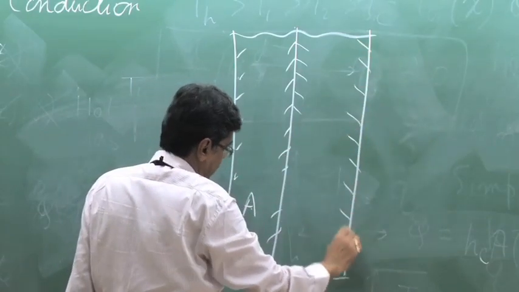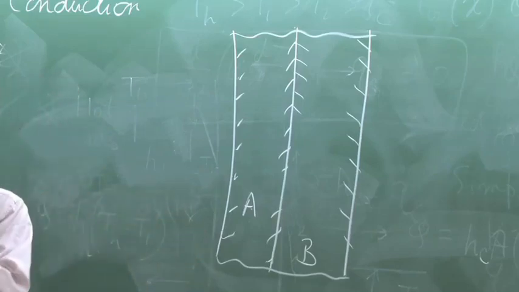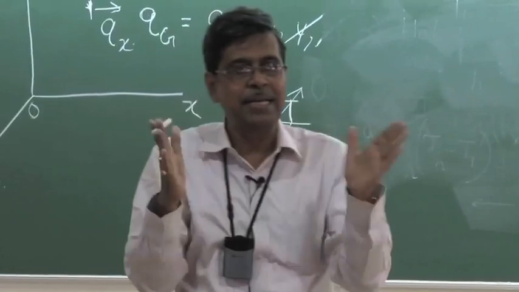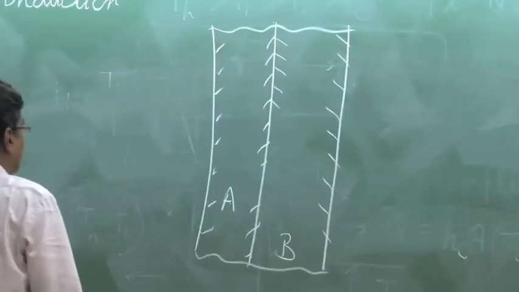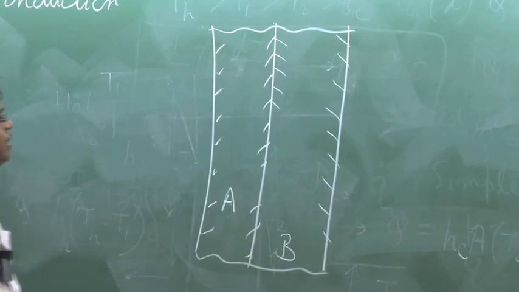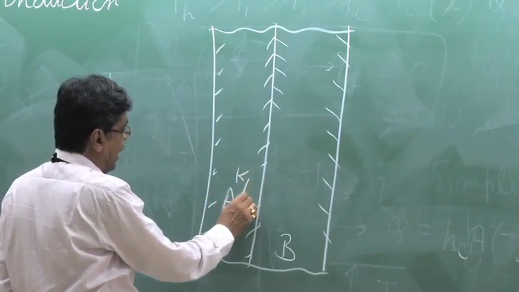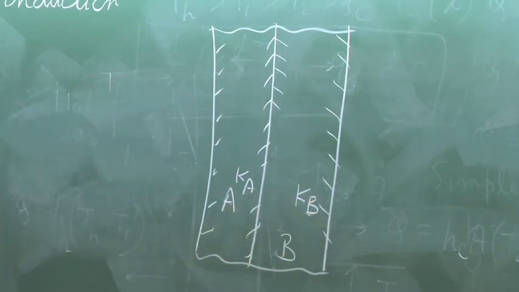Let us denote it by A, and there is a perfect matching between these two walls. There is no gap. There is no contact resistance. There is perfect matching of these two walls. First of all, I will assume that. And they are of different thermal conductivity, Ka and Kb, which are not equal.